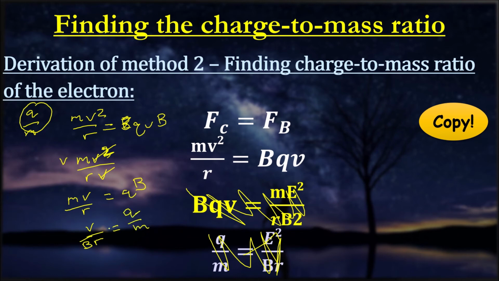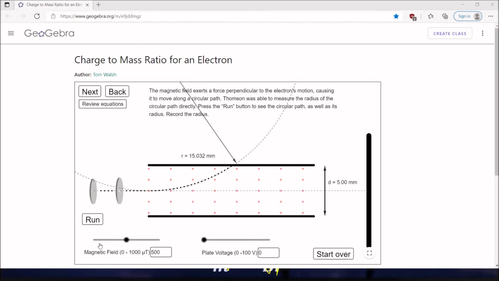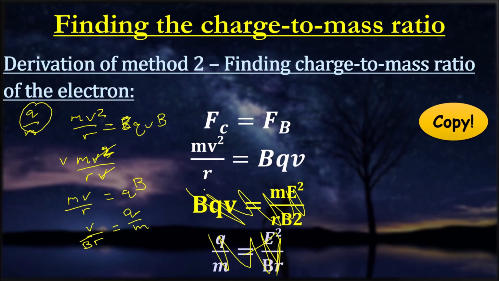Okay, so we know what the velocity was from the previous calculations, and we know what the magnetic field strength is. The only thing we need to know is the radius. So according to the simulation, the radius is 15.032 millimeters. Okay, so I'll write that down somewhere so I don't forget. Radius is equal to 15.032 millimeters.